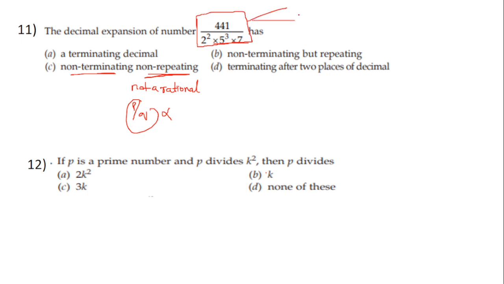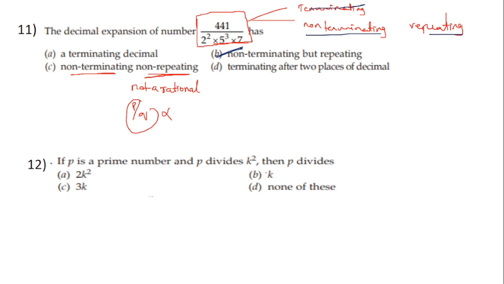So we have only two options. One is terminating, another one is non-terminating repeating. So it is not terminating. Why? Because we have 7 extra here. It is not non-repeating either. So this is also not our option. So we are left with only non-terminating repeating. So option B is our answer. I hope you all are clear. Okay, let us see the next question.